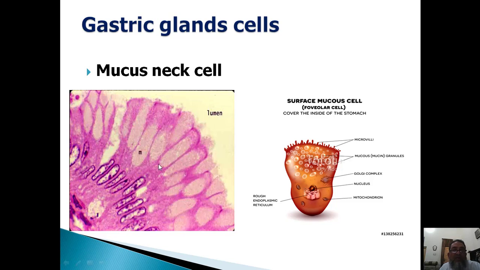So mucous neck cells are present mostly in the neck region, with a basal zone nucleus, and the apical zone is full of mucinous granules. Look at this picture, which is a hypothetical diagram. Microvilli are there, the apical cytoplasm is full of mucinous granules, the Golgi apparatus is supranuclear, mitochondria are there, the rough endoplasmic reticulum as well as smooth endoplasmic reticulum will both be present, but the prominent feature is the mucinous granules in the apical zone. Location is in the neck region. Function is it secretes bicarbonate as well as mucin to buffer the acid present in the gastric mucosa.